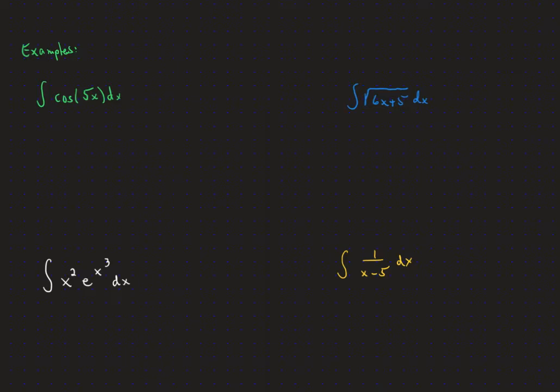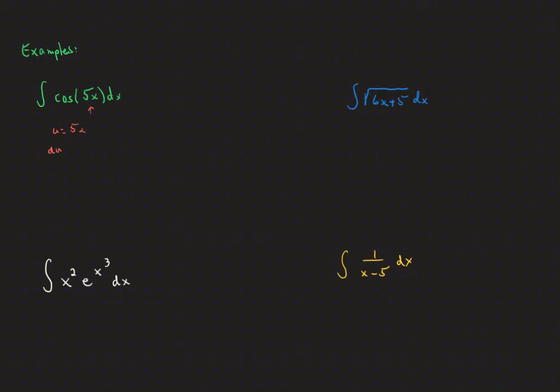So when you look at the integral of cosine of 5x, your first challenge is to say, what is the inside function? What function is inside another function? And hopefully we can see that our inside function is going to be 5x. So that's going to be our substitution. We're going to call u 5x. Then we have to compute du.